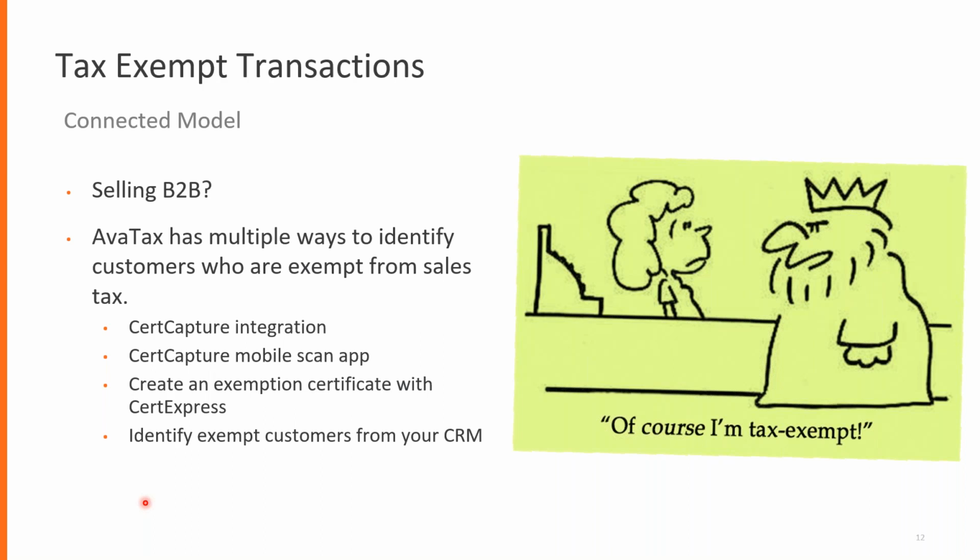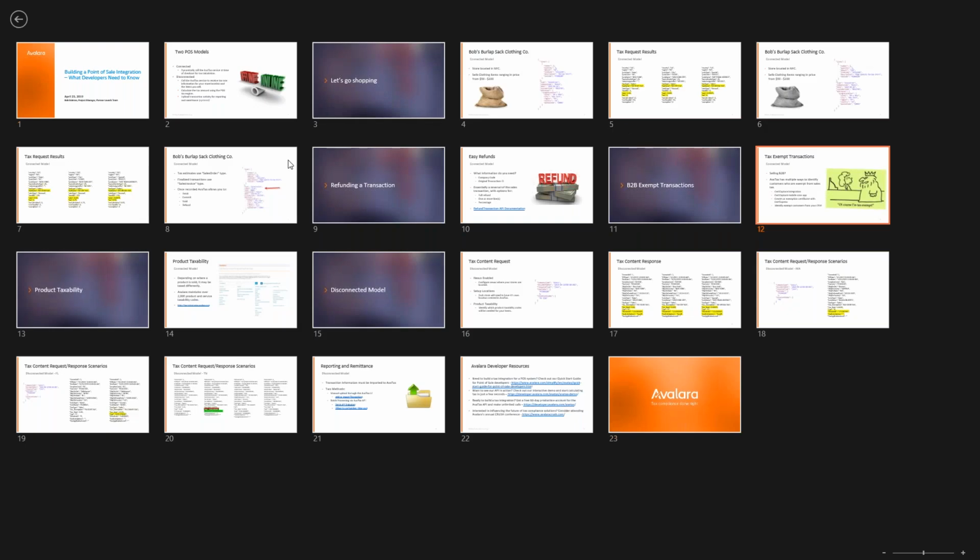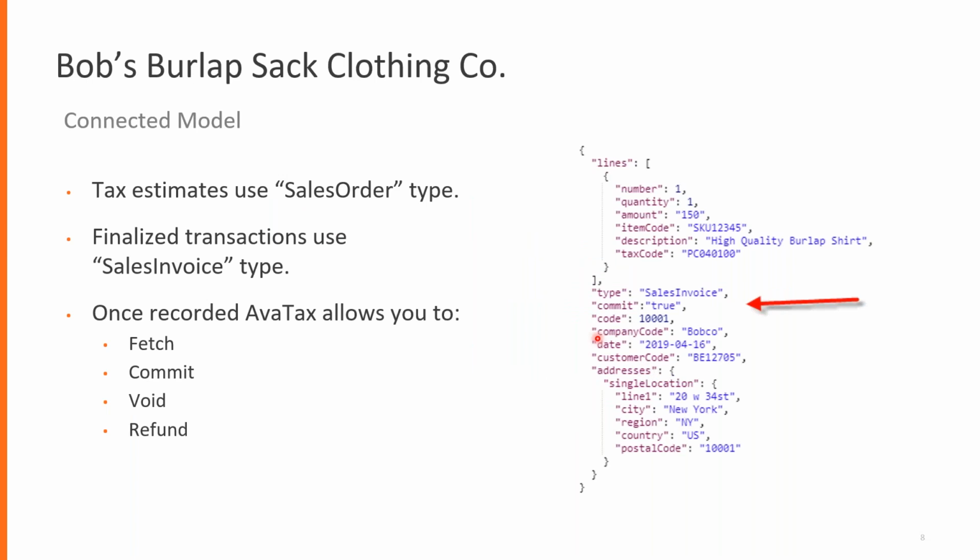So when you're utilizing the CertCapture integration, the key value that Avatax is going to look to identify the exempt customer is going to be the customer code field. As a matter of fact, let's pop back here to one of our previous requests. And that's where this customer code value comes in handy.